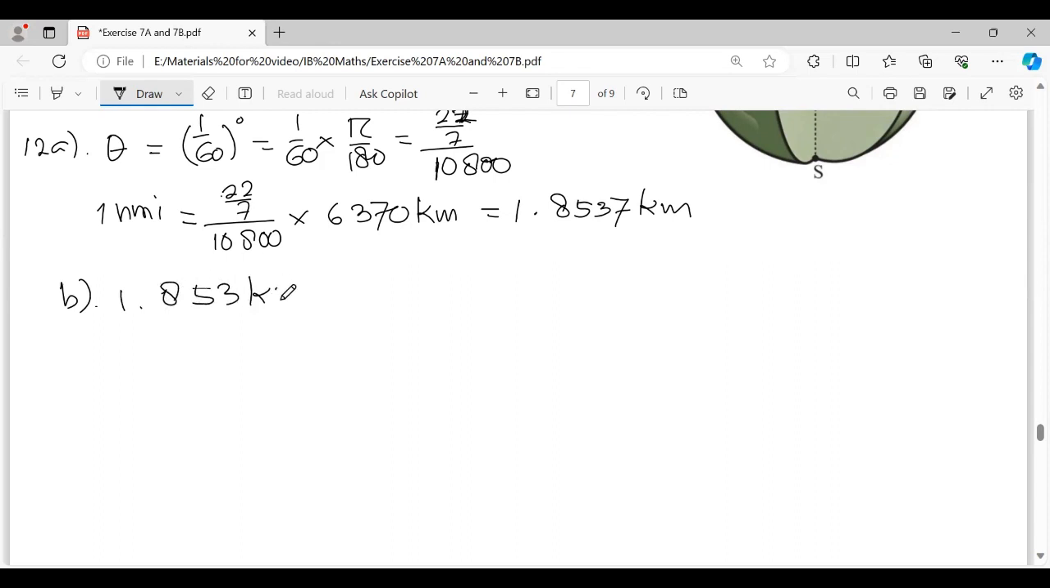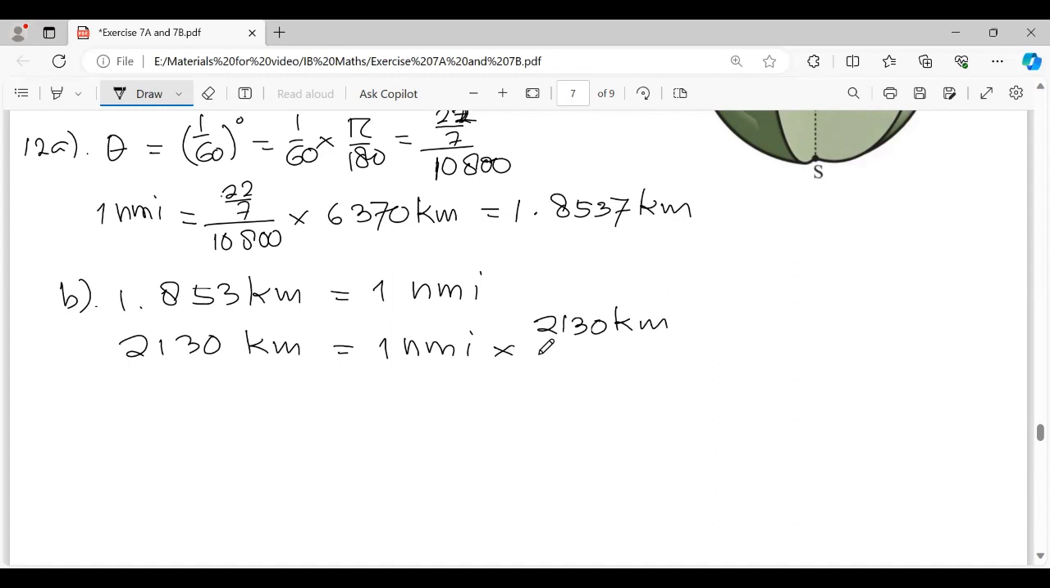B. 1.853 kilometers equals 1 nmi. Okay, it means 2,130 kilometers, yeah, the flight equals 1 nmi times 2,130 kilometers over 1.8537 kilometers. Okay, so it becomes 1,149.487 nmi.